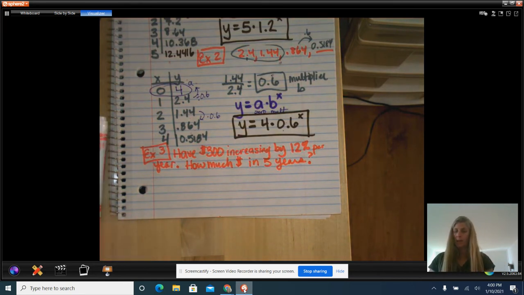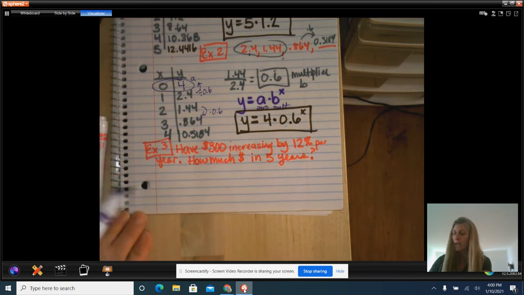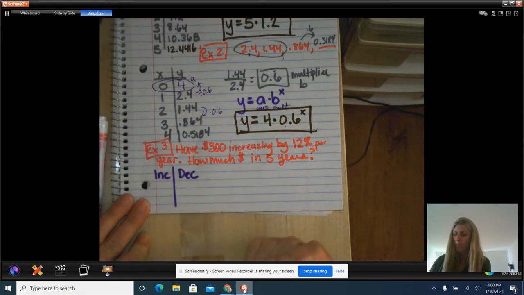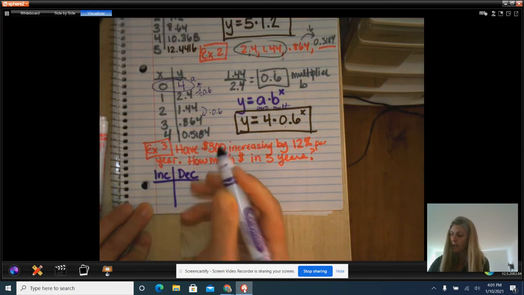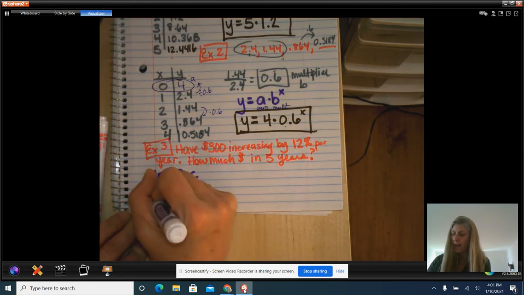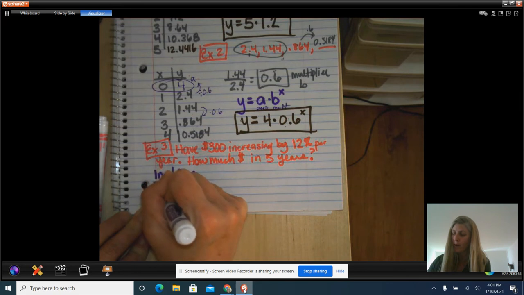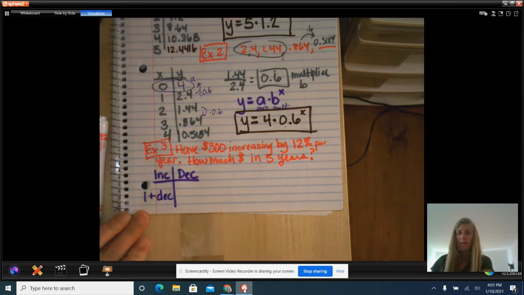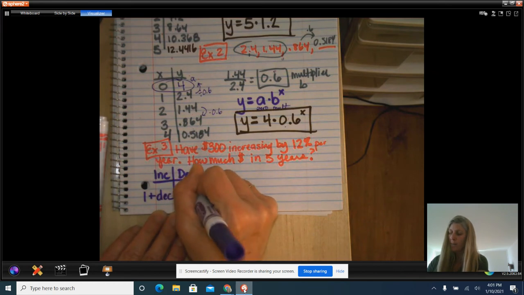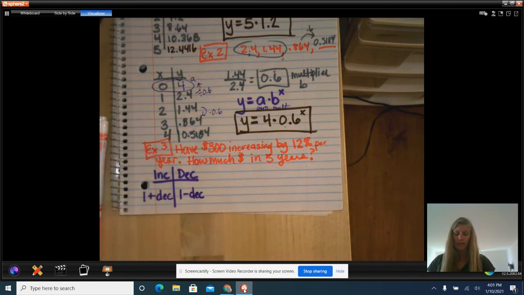So a reminder back again from chapter 5, depending on whether we have an increase or a decrease in our problem, our increase is we go ahead and take our percentage, we change it to a decimal, and if it's an increase in our calculator, we go 1 plus that decimal. And that's going to make that number greater than 1, which means it's going to be getting bigger over time. However, if the problem tells me there's a decrease, it's going to be 1 minus that percent as a decimal in my calculator.